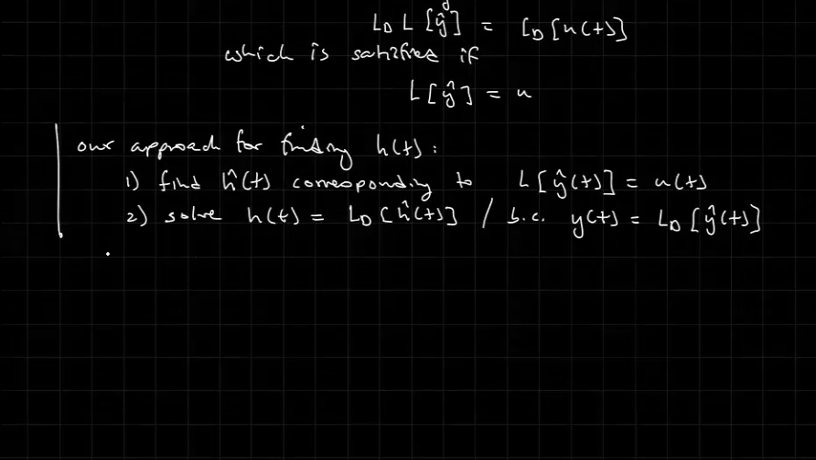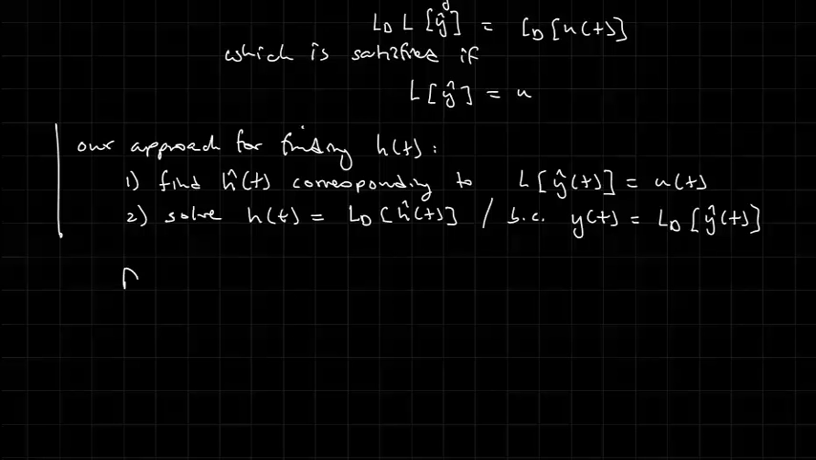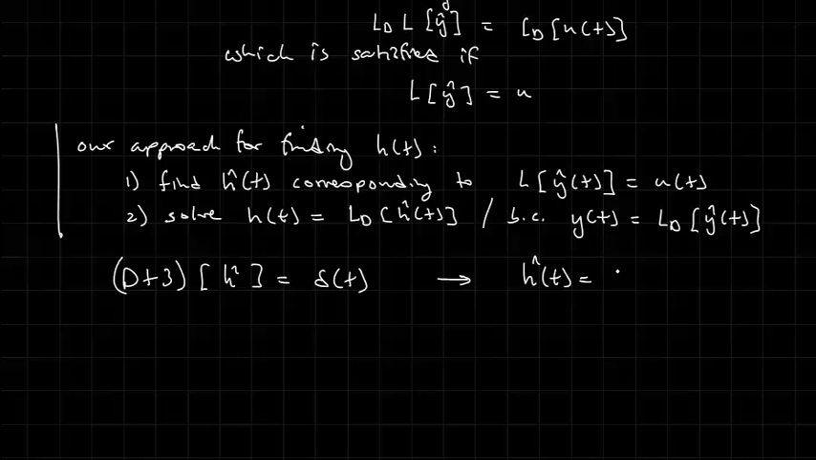So here we go. So we have D plus 3 operating on h hat is equal to the delta function. And of course, we're already going to have the form that h hat of t is going to be some constant, I'll call it c2 at the moment.